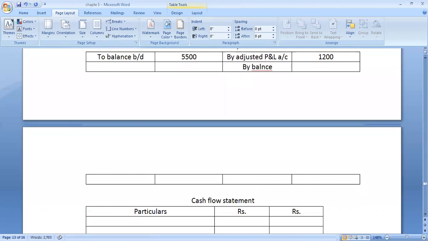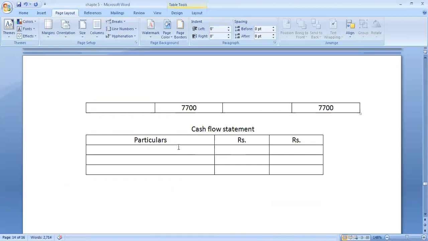So by balance brought down. What is the value of brought down? It is 6,500. Total it is 7,700. 7,700. So here also you got the difference in the debit side, which is indicating purchases, bank or cash account. So what is the value of purchases? 2,200. Okay.